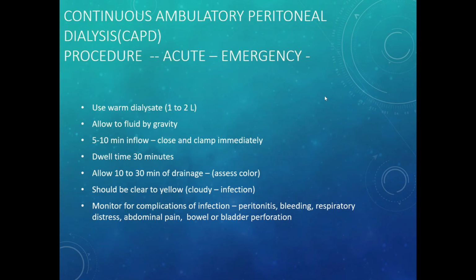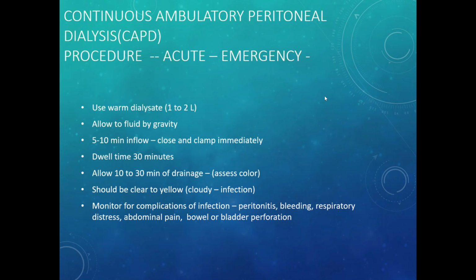Make sure it's warm. You allow it to go in by gravity or using the machine that the patient's insurance has covered, because there are different machines out there now. Allow it to flow in. When you unclamp that clamp, it should flow in pretty quickly. Now, in 5 to 10 minutes, it's flowing right into the patient's stomach.